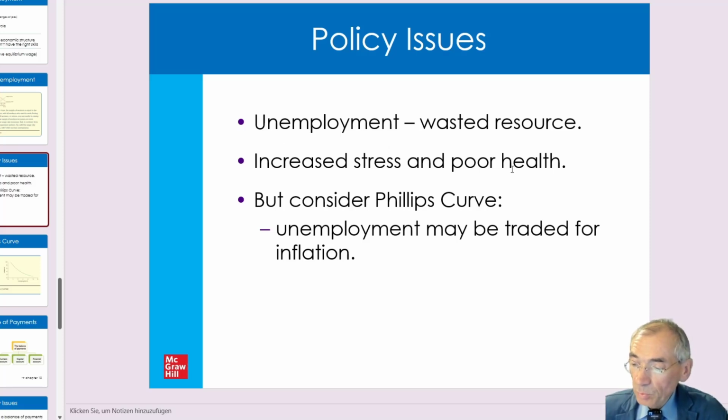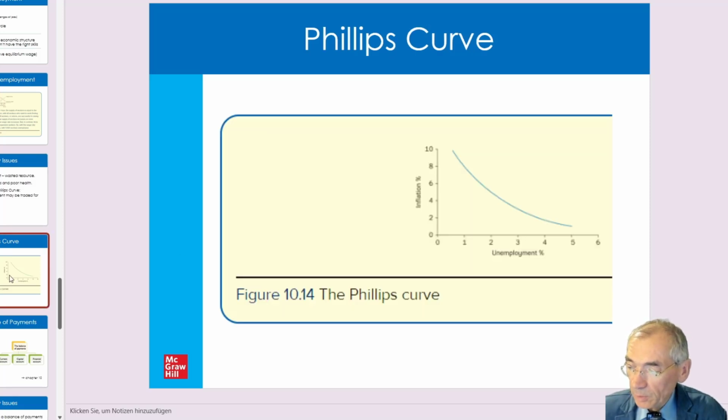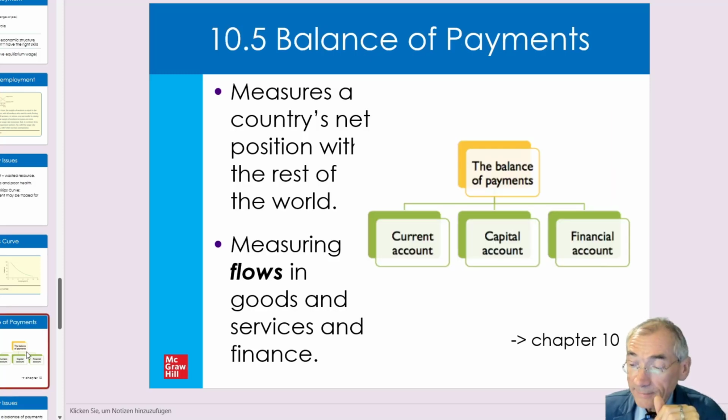Increased stress and poor health, and the Phillips curve. We're not going to discuss the Phillips curve here. Please recall, partly we discussed it in Economics 1. What does that mean between the trade-off, unemployment and inflation? Bringing us towards the end, the last but first point, balance of payment.